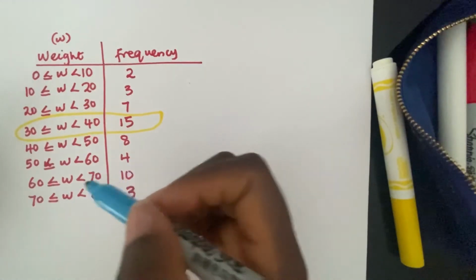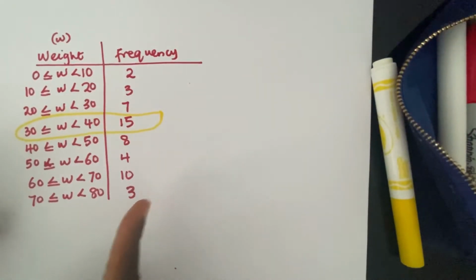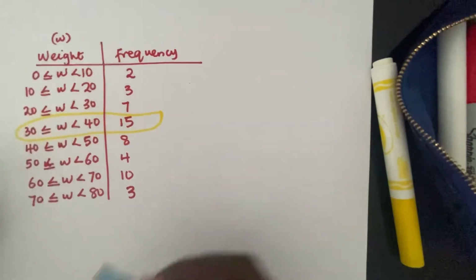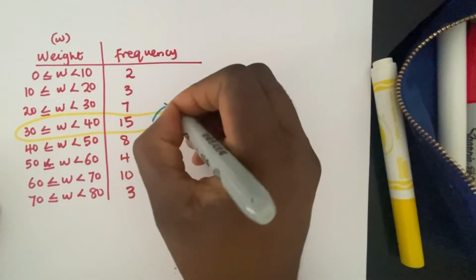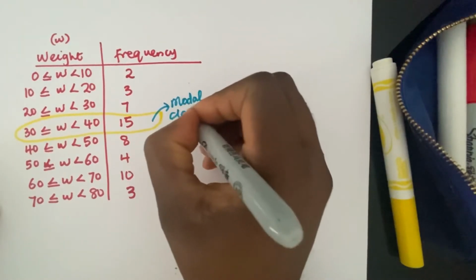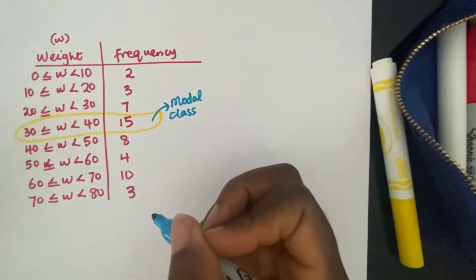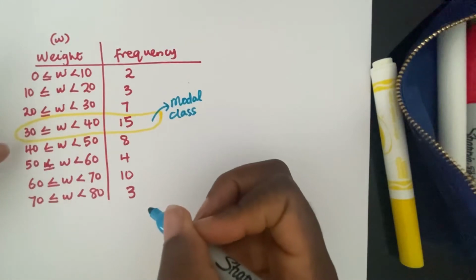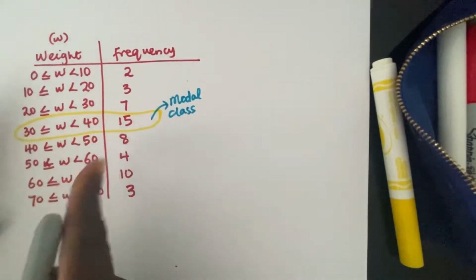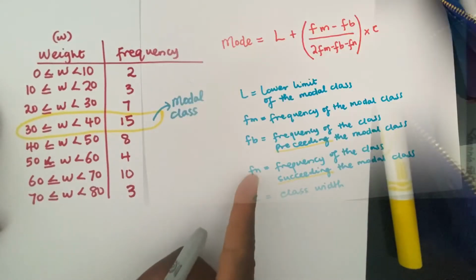But using this formula right here, we can actually find the mode from within that modal class. This is the modal class, because we're talking about grouped data, and we can find the mode within this modal class using this formula right here.